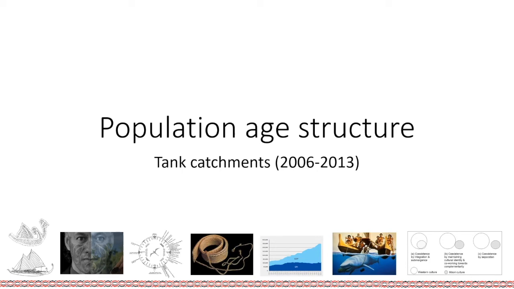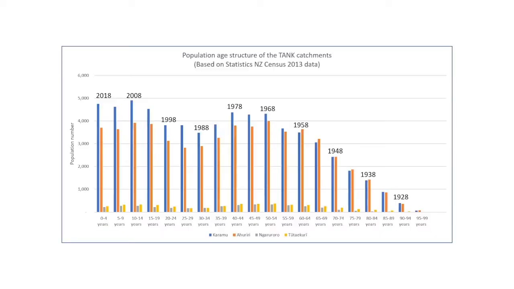So let's now look at age structure. For all 4 subcatchment populations, what I've done is depicted age structure here, and they're just different colours. So blue is the Karamu, orange is the Ahuriri, the Narururu is a bit hard to see there. I think that's a grey, and the Tutaikuri is the yellow. So the 2 rural populations down here, they're the numerically smaller. The 2 larger ones here are the urban populations, the Karamu and the Ahuriri.